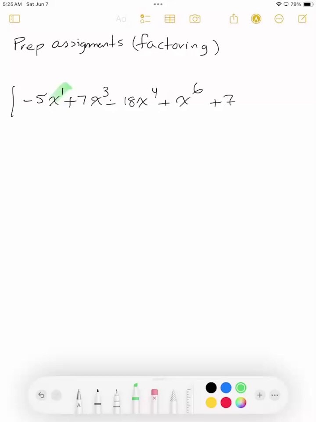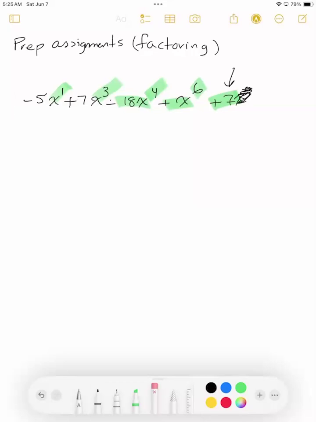The degree of the second term is 3. This is the third term and its degree is 4. The degree of this term is 6. And the degree of the last term, which is 7, is 0 because I have, for instance, x to the power 0, which is 1. So we say the degree of this term is 0.